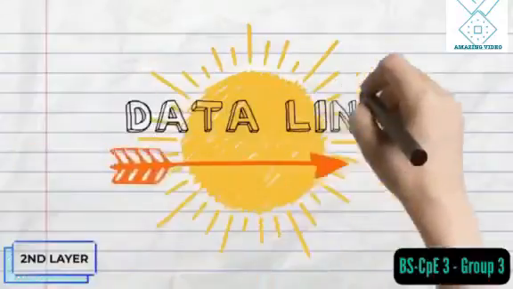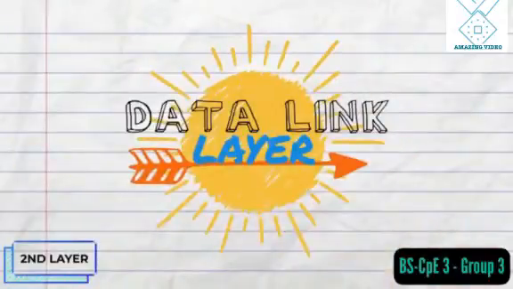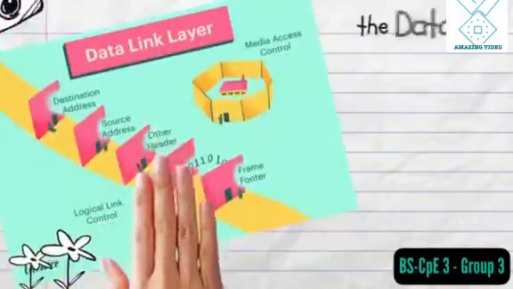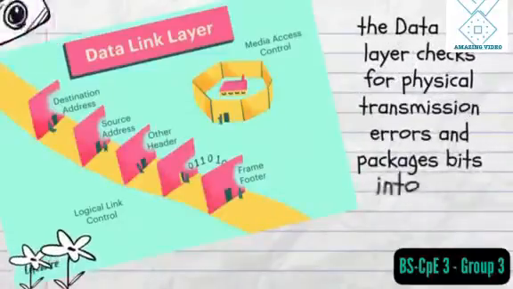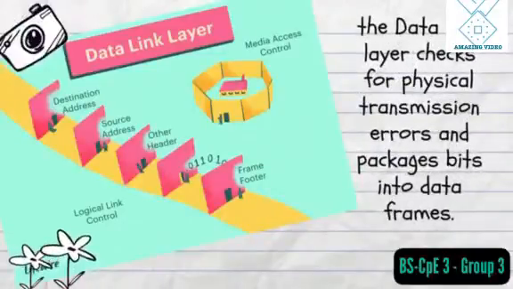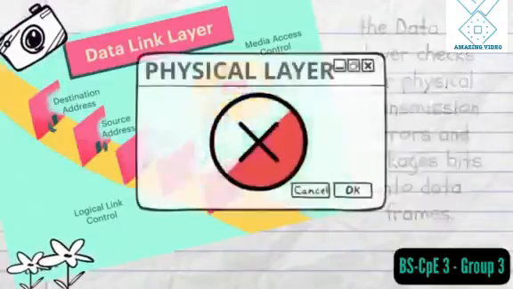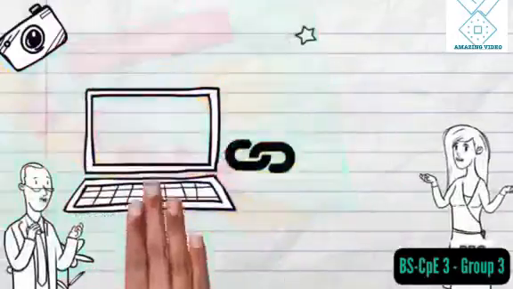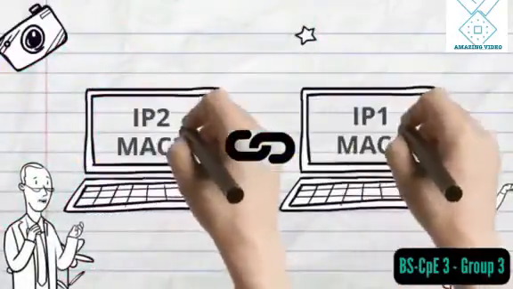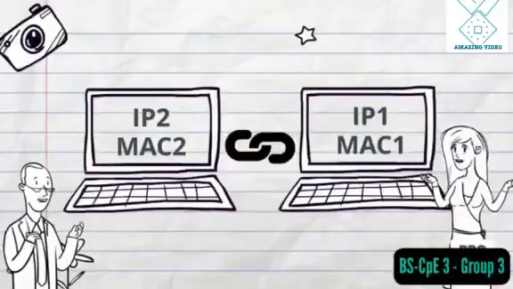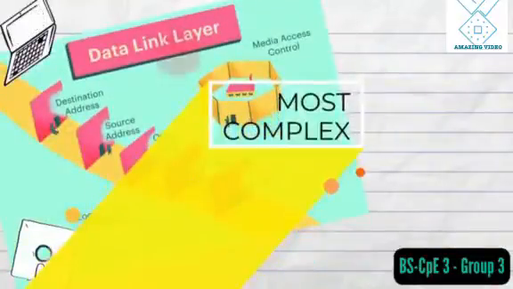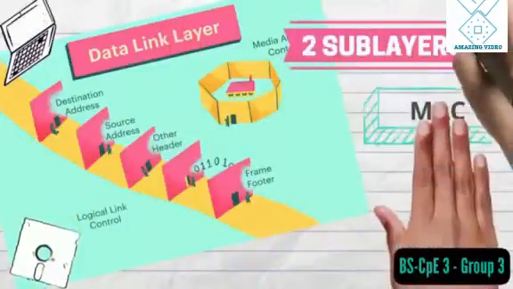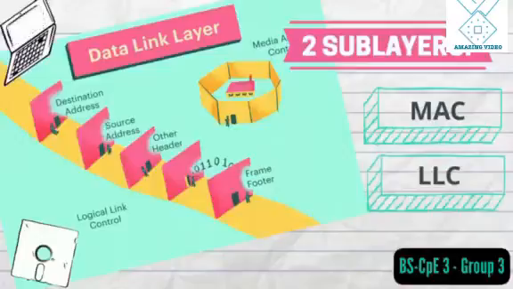The second layer is the data link layer. When obtaining data from the physical layer, the data link layer checks for physical transmission errors and packages bits into data frames. This layer also corrects errors that may have occurred at the physical layer. This layer also provides the direct protocol connection between two nodes on a network. Because the data link layer is the most complex layer in the OSI model, it is often divided into two parts: the media access control sublayer and the logical link control sublayer.